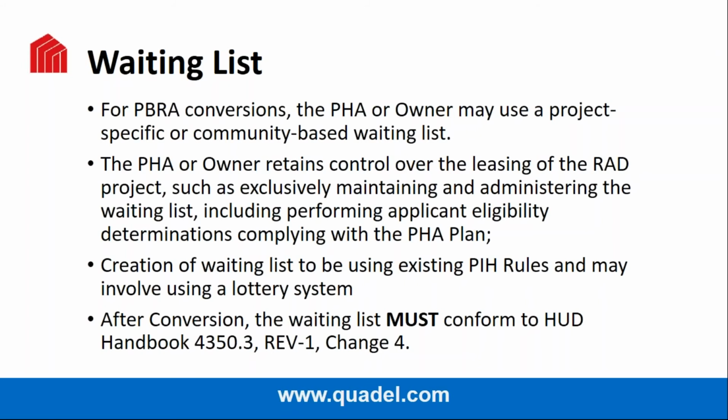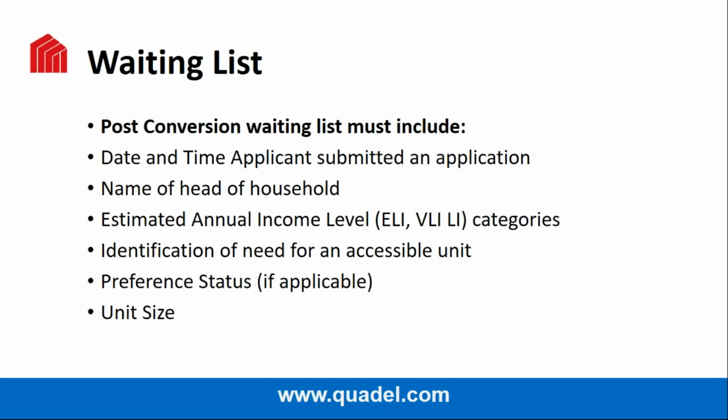A PHA or owner community waiting list is different from a public housing community-wide waiting list. Prior to RAD conversion, the PHA shall refer to PIH 2012-32 for guidance and consider the best means to transition applicants from that wait list to the RAD converted project wait list. To ensure that applicants are appropriately and fairly selected for the next available unit, it is essential that PHAs and owners maintain waiting lists with appropriate information which is taken from the application.